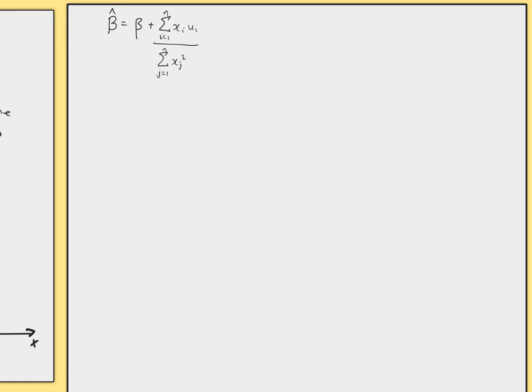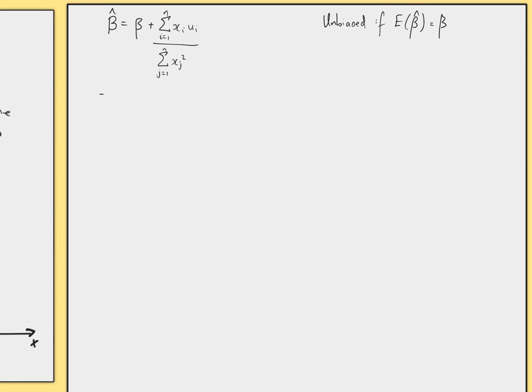So far we've managed to rewrite our OLS estimator like this. We've not yet proven anything about it. All that we've done is assume that the data generating process is yi equals beta xi plus ui, and we've been able to rewrite our estimator. Now, in order to prove whether an estimator is unbiased, we need to take expectations. Remember, an estimator is unbiased if the expectation of the estimator is equal to the true population parameter that we're trying to estimate. So in this case, it would be unbiased if the expectation of beta hat is equal to beta.